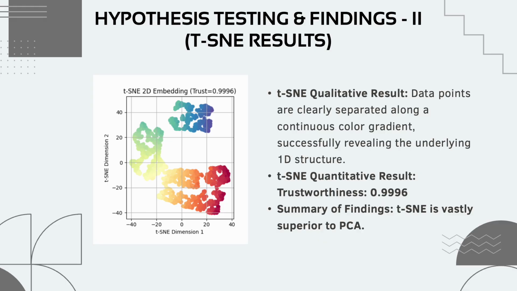Next, we observe the t-SNE result. We can see that t-SNE perfectly executed the unrolling task and successfully transformed the 3D manifold into an interpretable 2D embedding with high clarity and continuity. The high trustworthiness score of 0.9996 is near perfect, strongly supporting the hypothesis for research question 2, demonstrating t-SNE's superior effectiveness with nonlinear data by preserving local relationships.